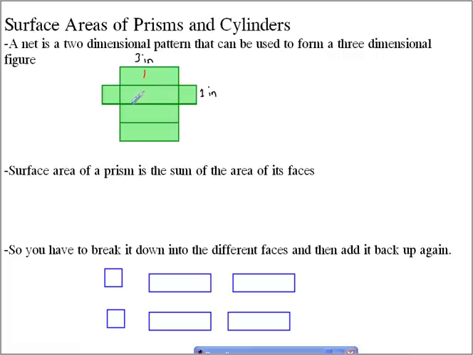1, 2, 3, 4, 5, 6, because I'm worried that otherwise I will mess it up and forget one. So the surface area of a prism, as I said, is the sum of the faces. So we just have to add all these up.